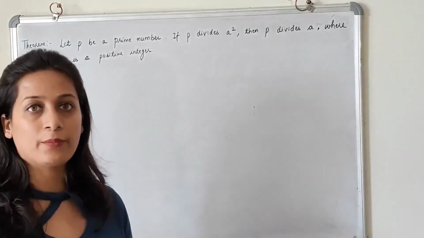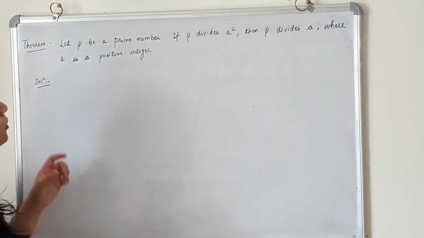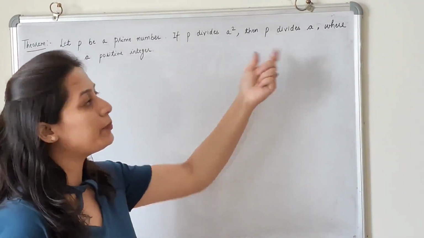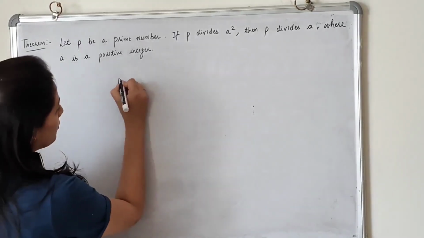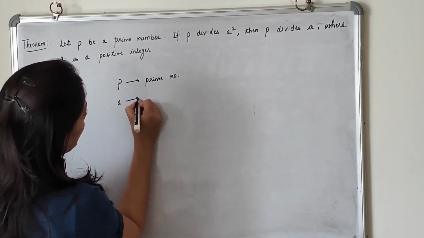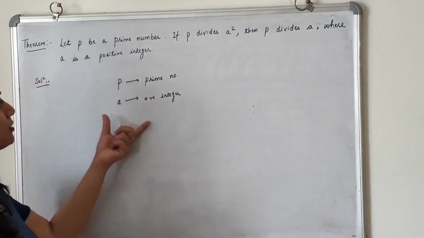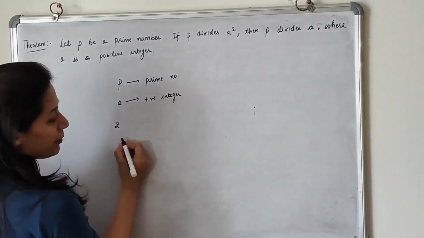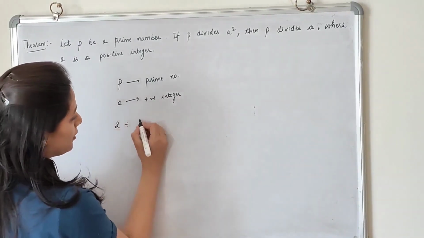To start with exercise 1.2 examples, but before starting with examples, let's understand this theorem. What it says: let p be a prime number, if p divides a square, then p divides a, where a is a positive integer. What it says: p is a prime number and a is any positive integer. Let's understand this theorem by taking an example. Suppose 2 is a prime number and a is any positive integer.